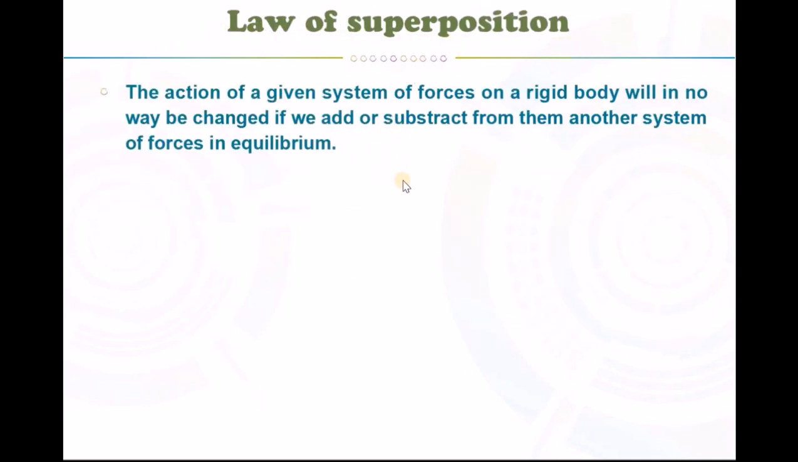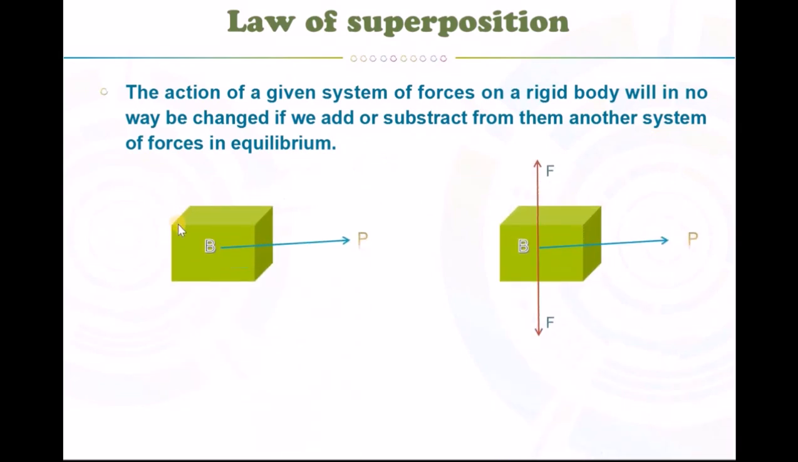Now we will discuss about laws of superposition. We all know that two forces in equilibrium have resultant zero, and their combined action on a rigid body is equivalent to that of no force at all. Based on this concept we can explain the theorem of superposition. It states that the action of a given system of forces on a rigid body will in no way be changed if we add or subtract from them another system of forces in equilibrium.